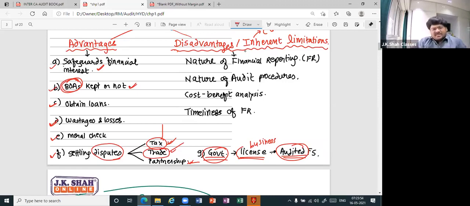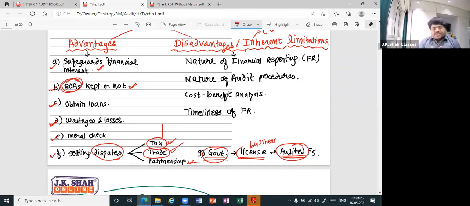It's good sometimes. Firstly, it safeguards the financial interest of the shareholders. Next, the auditor comes to know whether books of accounts are properly kept or not. It helps to obtain loans, because the banks and financial institutions will prefer audited financial statements. It helps to find out the wastages and losses. It helps to keep a moral check on the employees. Because of that, the frauds and errors will decrease. Thereafter, it helps to settle the disputes.